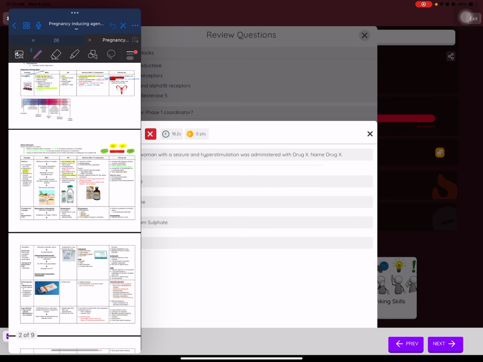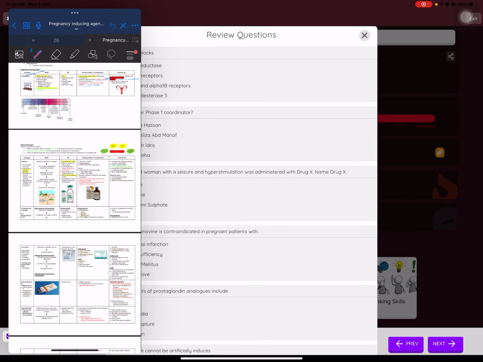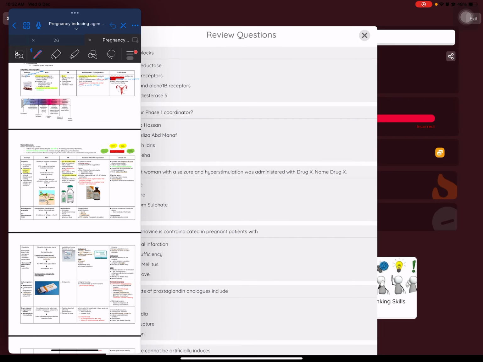Alright. Menopause cannot be artificially induced. True or false? Why false? Can you induce menopause? How do you induce menopause? Hysterectomy, removal of the female reproductive organ. Okay, so you reduce production of the hormone.